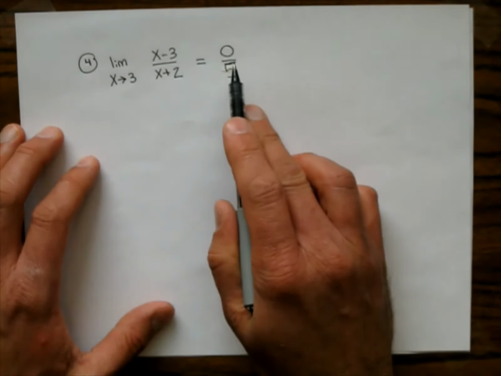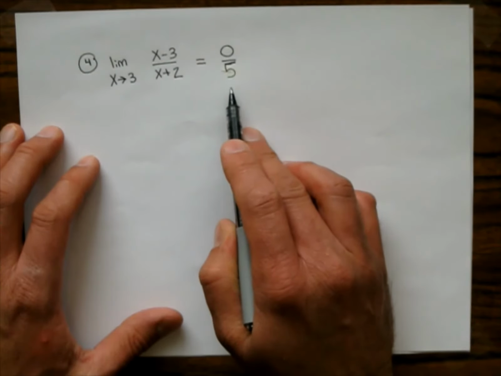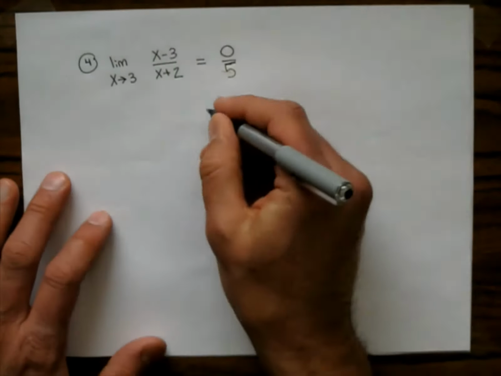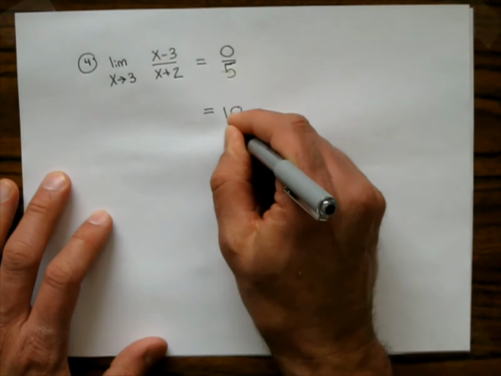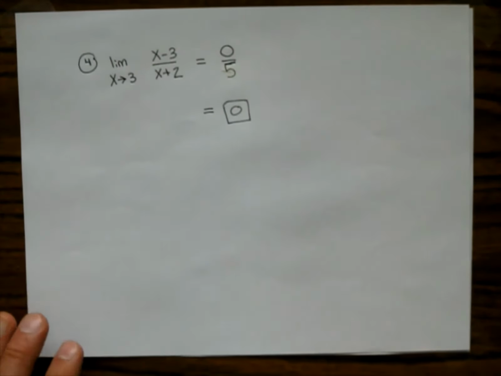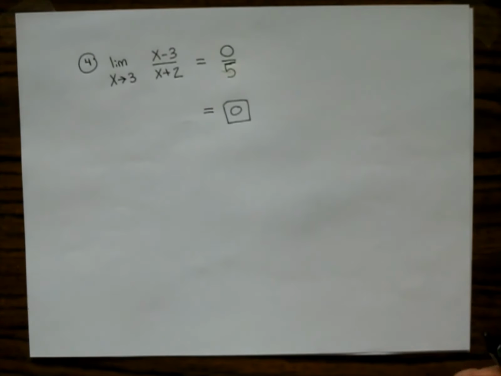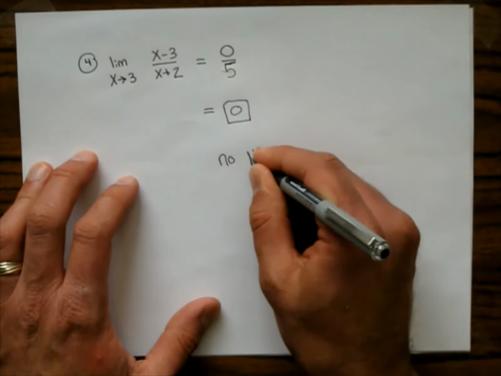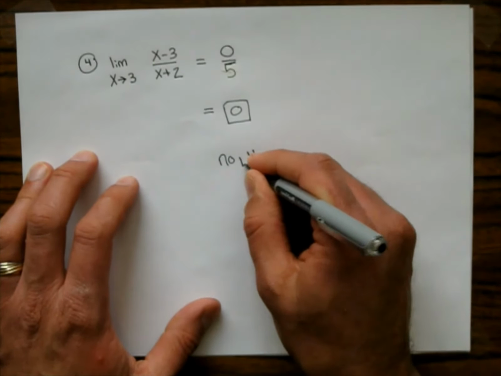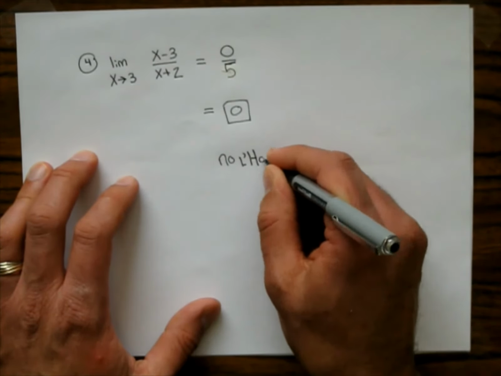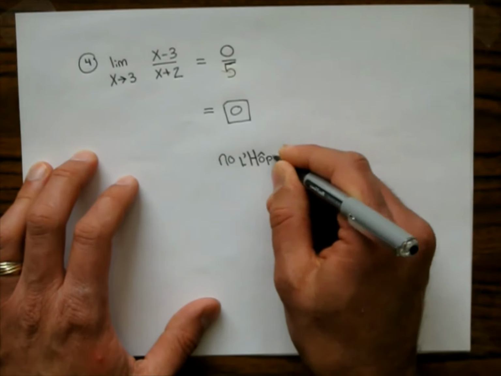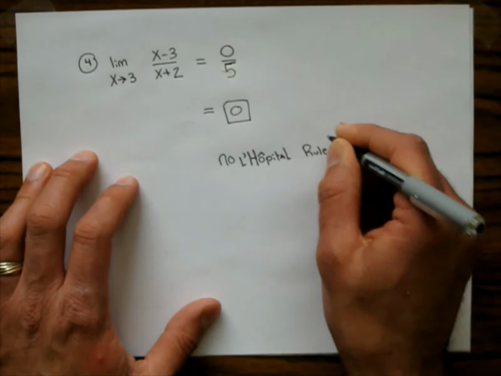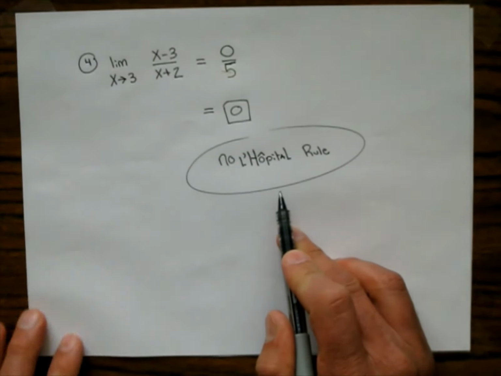Okay, so what is 0 over 5? Well, 0 over 5 happens to be 0. So this just goes to show you that not everything is L'Hopital's rule. In fact, you don't have to write this, but there is no L'Hopital rule. Okay, so that's not part of the answer.